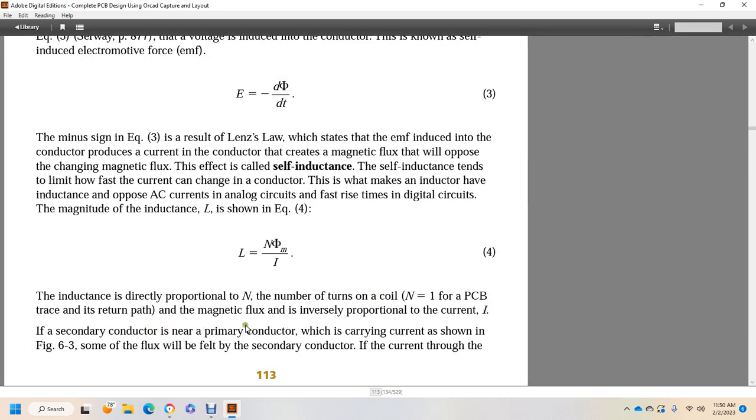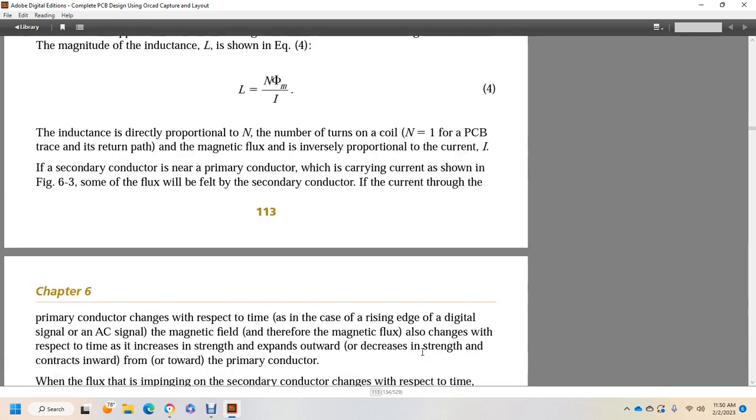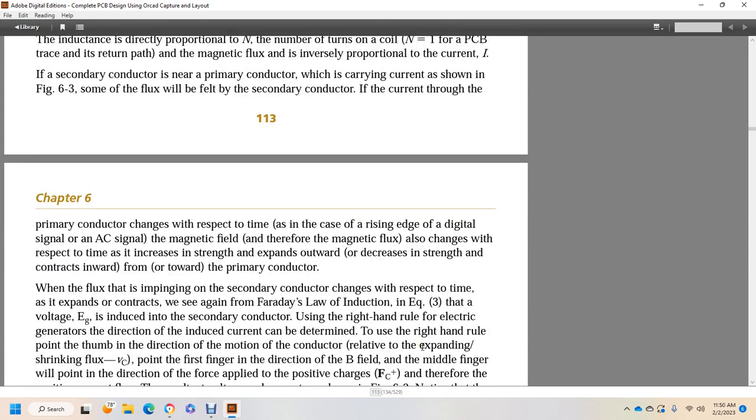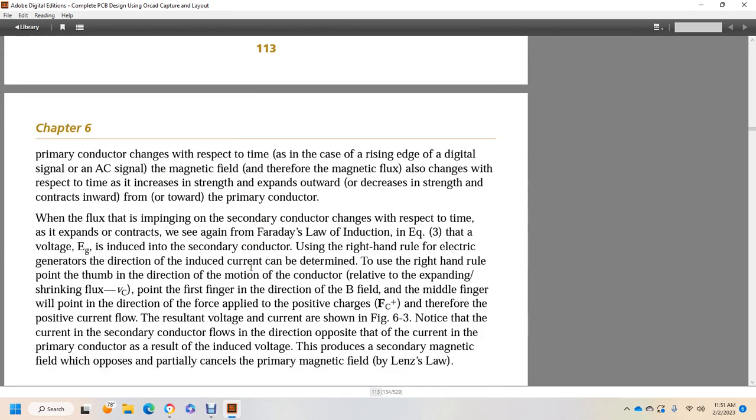If a secondary conductor is near the primary conductor, which is carrying current, as shown in figure 6.3, some of the flux will be felt by the secondary conductor. If the current through the primary conductor changes with respect to time, as is the case in the rising edge of a digital signal and in an AC signal, the magnetic field, and therefore the magnetic flux, also changes with respect to time: it increases in strength and expands outward, or decreases in strength and contracts inward, toward the primary conductor. The flux impinging on the secondary conductor changes with respect to time, all expanding and contracting. We see again Faraday's law of induction in equation 3, that a voltage, EMF, is induced in the secondary conductor.